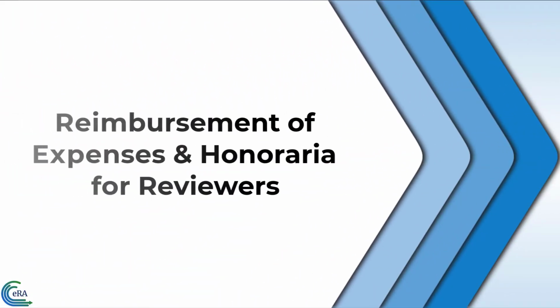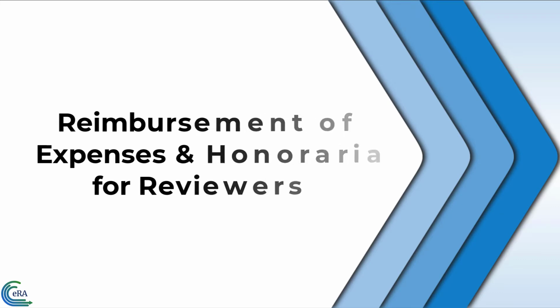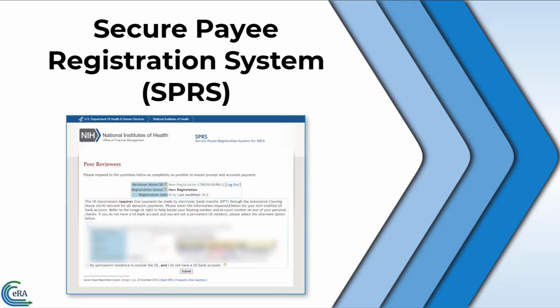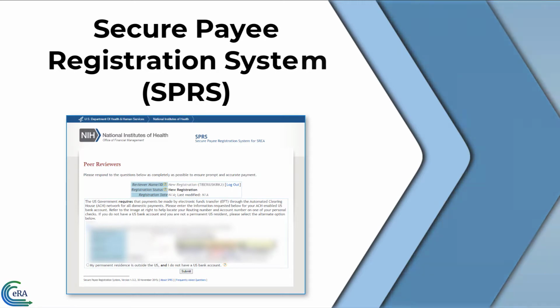Welcome to this tutorial that demonstrates how reviewers get set up for reimbursement of expenses and Honoraria for the review-related services. The tutorial walks reviewers through the process of entering information in the Secure Payee Registration System, SPRS, so that they can receive their Honoraria and be reimbursed for expenses.